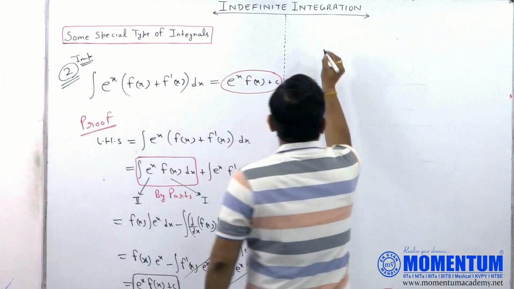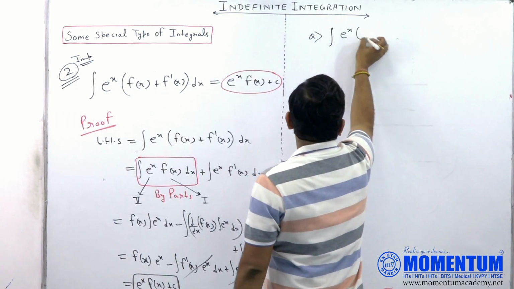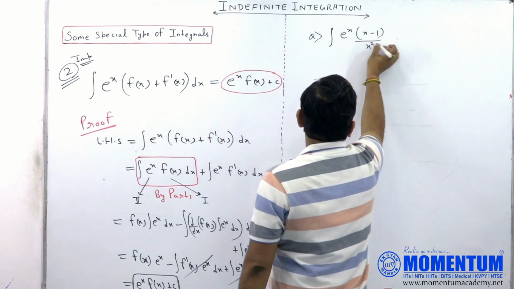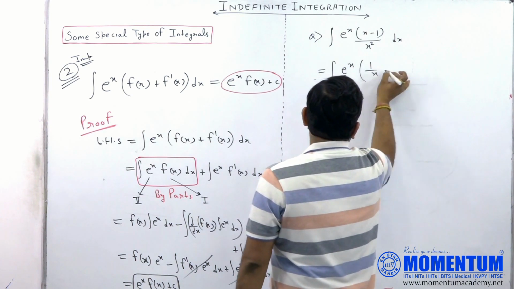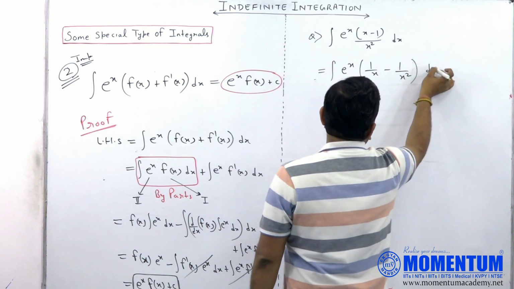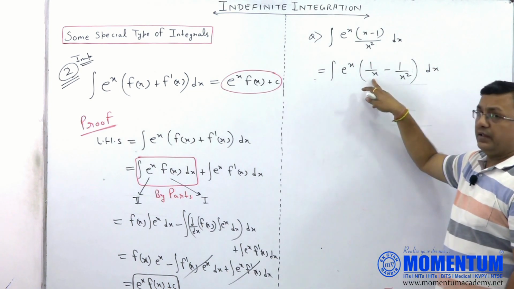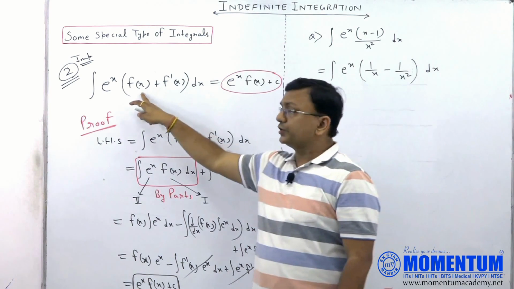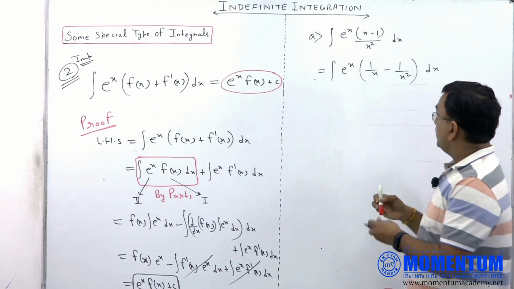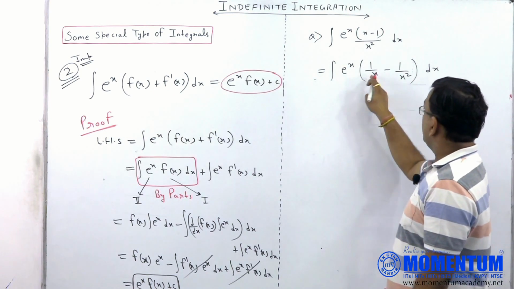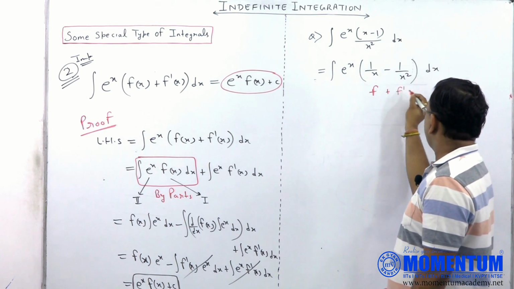I am taking the problem: integration of e to the power x times x minus 1 upon x square. One can write it as e to the power x times 1 upon x minus 1 upon x square. Now, with e to the power x, I have two terms, but the form required is function plus derivative. So now you may have confusion. There is a minus. But my dear, try to understand, if 1 by x is the function, then minus 1 by x square is clearly f dash.